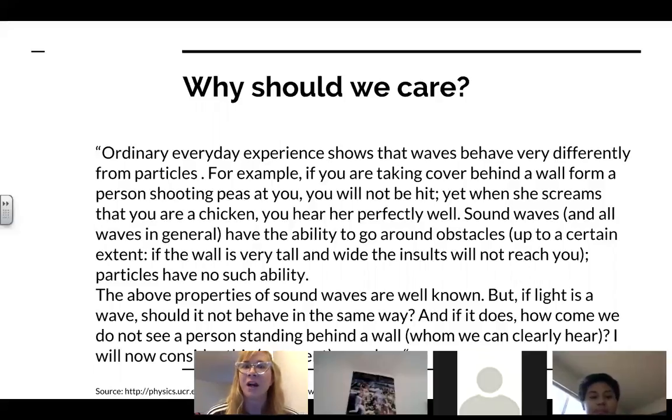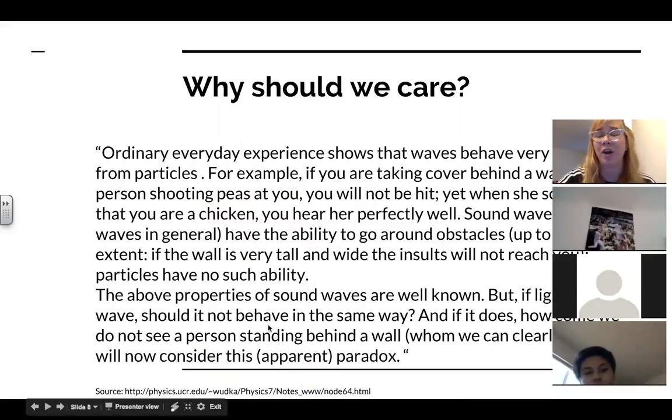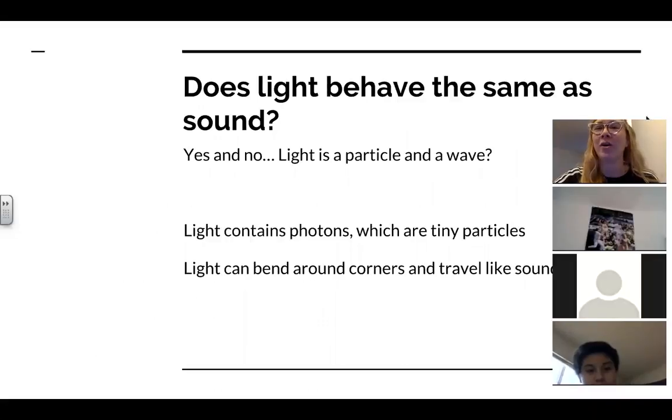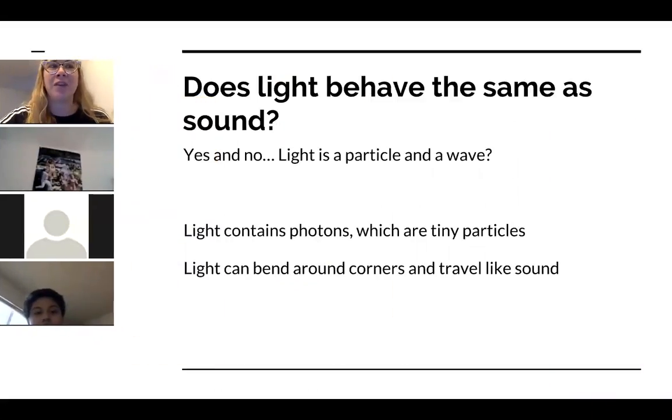The above properties of sound waves are well known, but if light is a wave, should it not behave in the same way? And if it does, how come we do not see a person standing behind a wall whom we can hear clearly? Right? And then this person, this is like the intro to their book. They're like, now I'll consider this paradox. And then they talk about light and waves and all this other stuff. Right? So the concept here is light behaves kind of weird, which it's true. If somebody's standing behind a wall, you can't see them, right? But is the light getting in there? We shall find out.